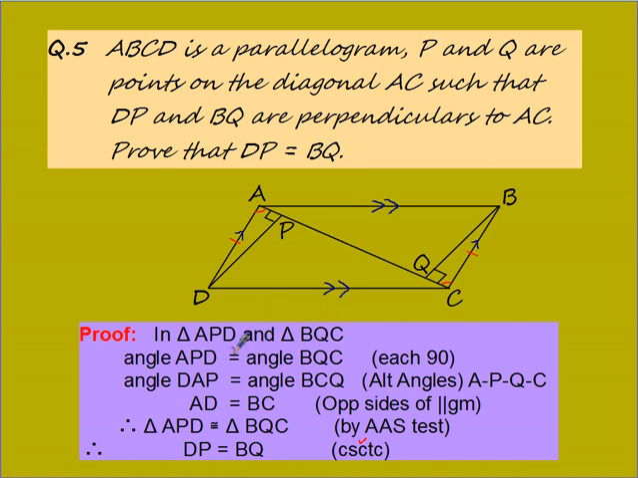So in triangles, first you take triangles. Which triangles are you taking? APD and BQC. Angle APD is BQC, each 90 degrees. I have already explained. Angle DAP is BCQ, alternate angles, because they are lying on the same line. So I have not written DAC, I have written DAP. You can write DAP is BCA also, the same angle with a different name. Then AD is BC. Why? Opposite sides of a parallelogram. Therefore by AAS test, these triangles are congruent.